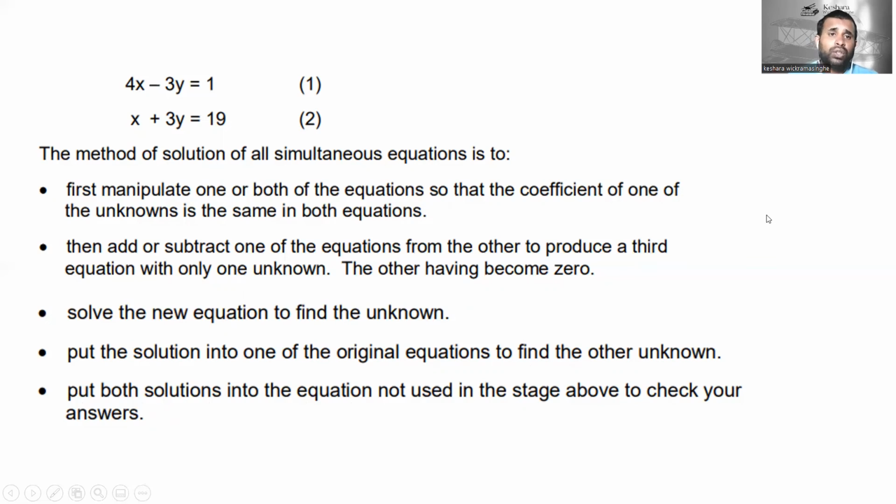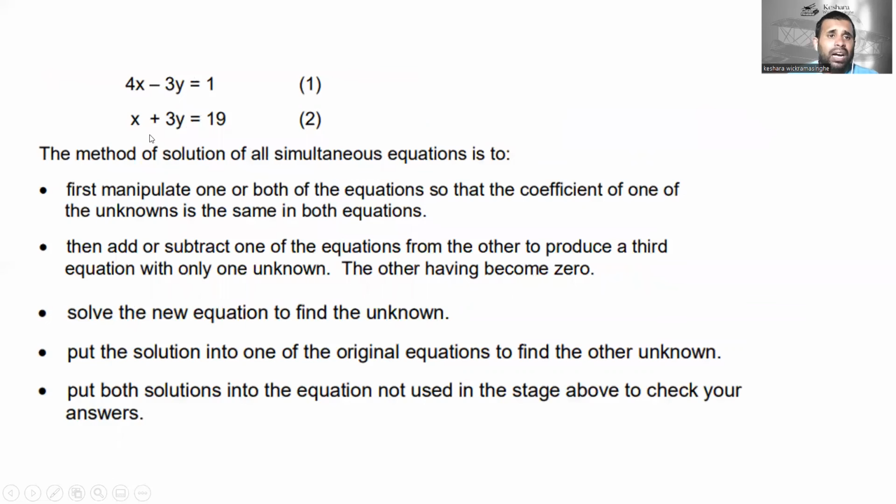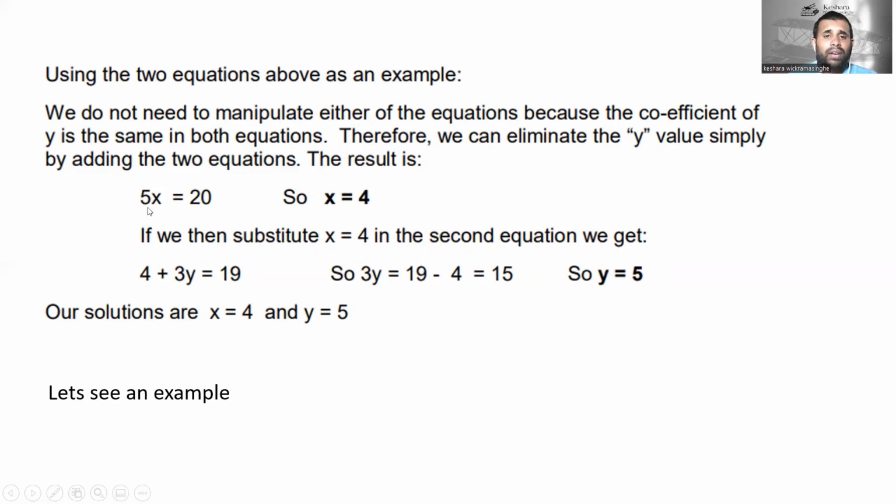All right, so let's see how to solve these equations using the two equations above as an example. We do not need to manipulate either of the equations because the coefficient of y is the same in both equations. Therefore, we can eliminate y simply by adding the two equations. See, equation number 1 has minus 3y and equation number 2 has plus 3y, so we can remove 3y by simply adding 1 and 2. When we add 1 and 2, we get 5x equals 20, so x equals 4.